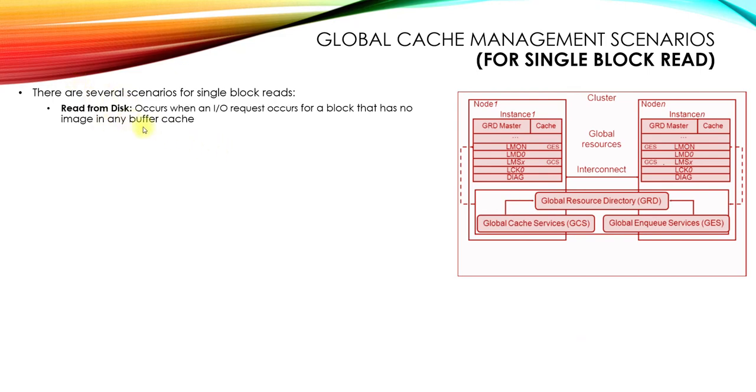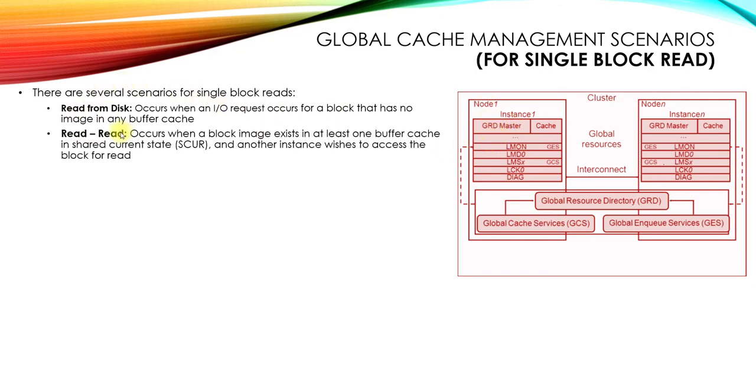So read from the disk. What does that mean? It occurs when an I/O request occurs for a block that has no image in any buffer cache. So when a user is requesting a specific block that is not available in the database buffer cache, it has to go and fetch the block from the data files and put that onto the database buffer cache. That is called read from the disk.